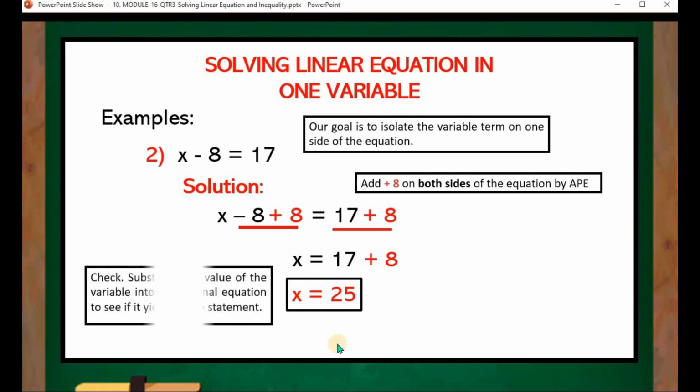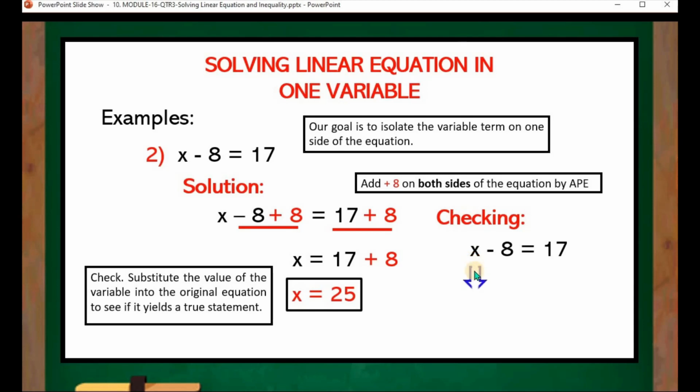Let's try to check. Substitute lang natin yung x kay 25. So, this will be 25 minus 8. Okay, 17 nga ba ang 25 minus 8? Yes, it is 17. So, therefore, our answer is correct. Eh, ma'am, paano, for example, yung nakuha naming x dito ay pag-substitute namin ay hindi naging equal equation? Automatic mali yun. Check your solution. Okay?